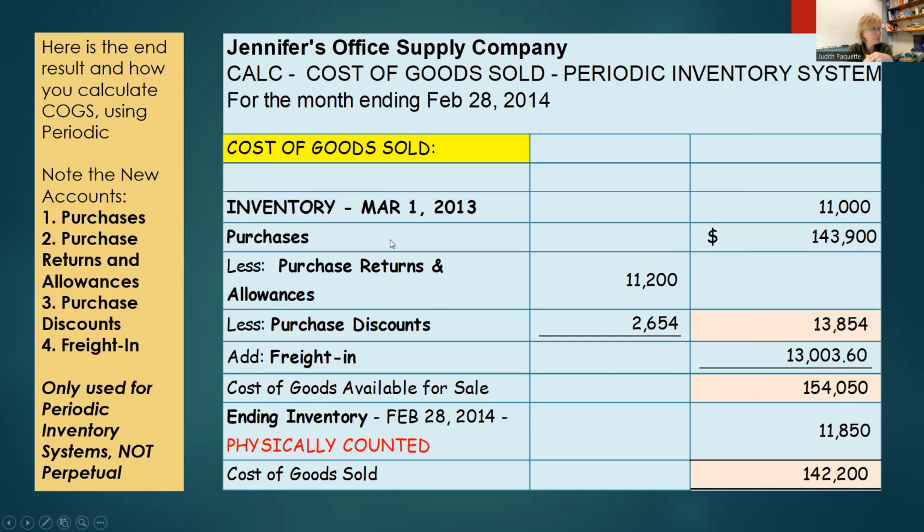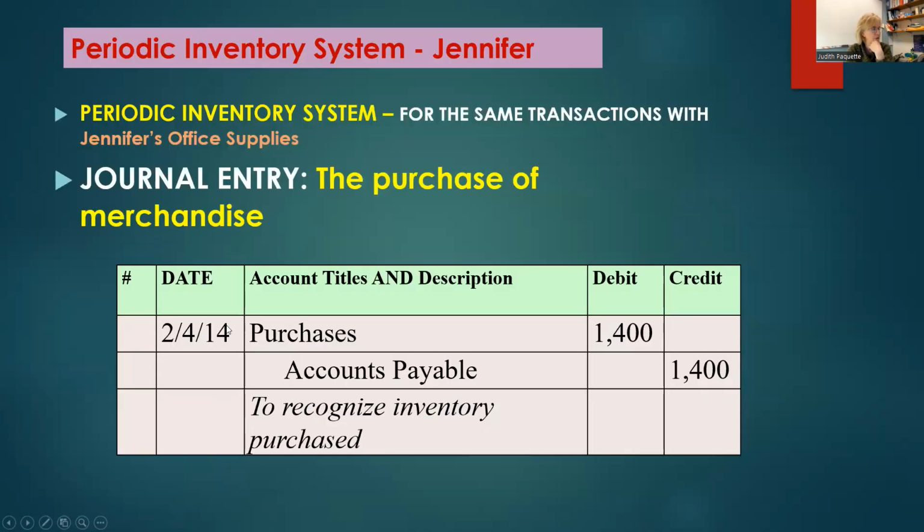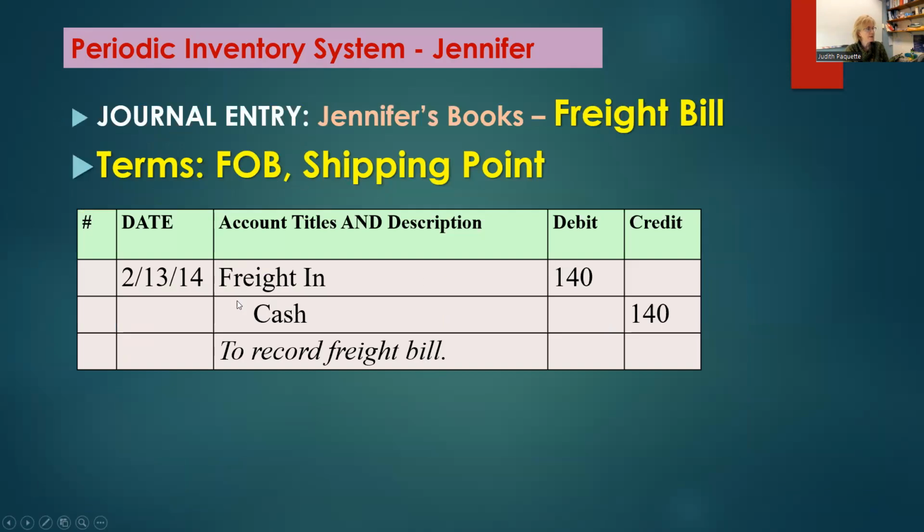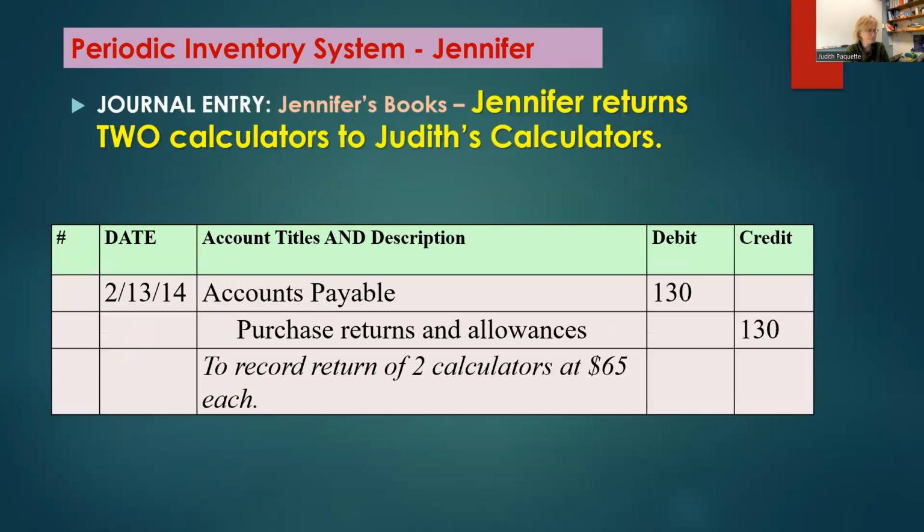So during the year when they buy something, they debit purchases instead of inventory. When they return something, they credit purchase returns and allowances instead of crediting inventory, and so forth. They do that all year. These are the same journal entries that we saw in the first PowerPoint, but instead of inventory, we're debiting purchases. We're still crediting accounts payable. We pay freight in cash. That journal entry does not change. It's the same for perpetual system and for periodic.